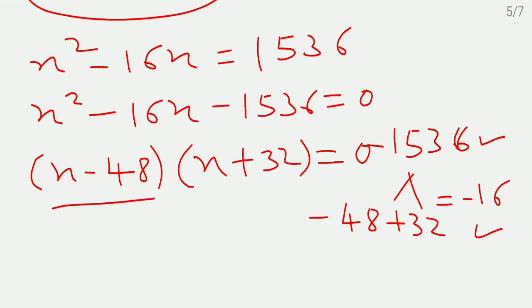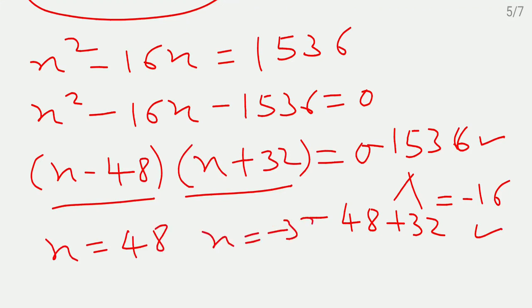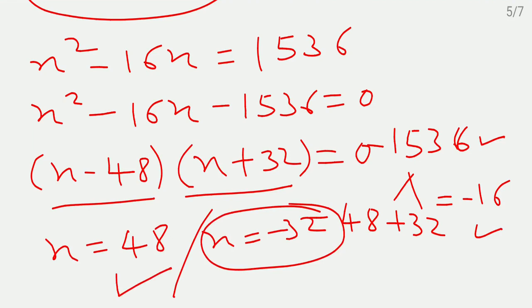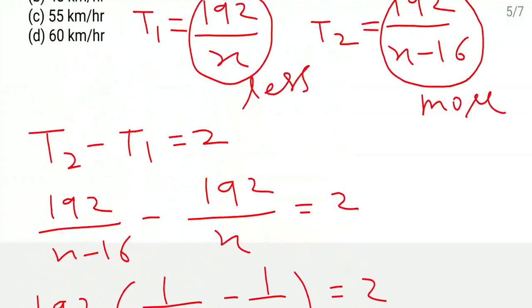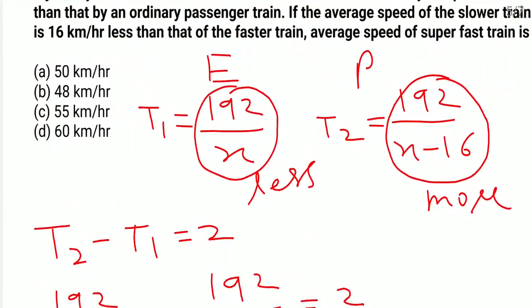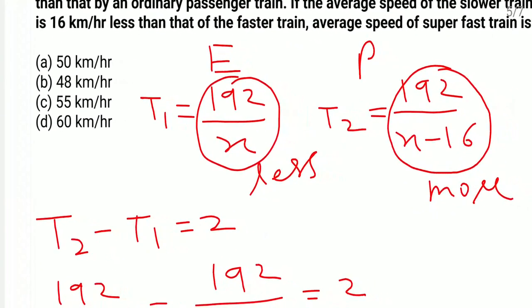After comparing these both the brackets with 0, I'll get x which is equal to 48, positive answer, and here x which is equal to minus 32. So this is not the speed because it is negative, right? So this is the right answer, 48. Let us check it. Here speed of this super fast train is what? 48 km per hour. That means option B is the correct one, right? This option B, 48 km per hour.